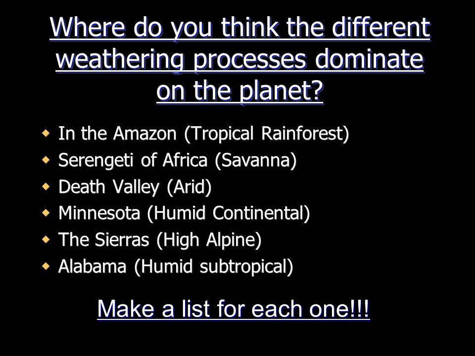Take a minute and think about this. If you're in these different places on Earth, if you're in the Amazon, the Serengeti, Death Valley, Minnesota, the Sierras, or Alabama, take some time and think about this. It's a good way to get you prepared for the exam. Just think about what type of weathering process would dominate in the Amazon, the Serengeti, and Death Valley, and we'll talk about it in lab. So I would stop the video, jot down your ideas, and bring them into class next time we have lab.